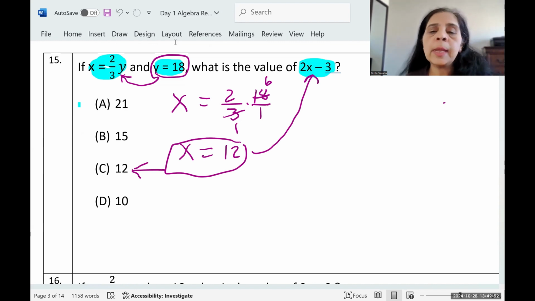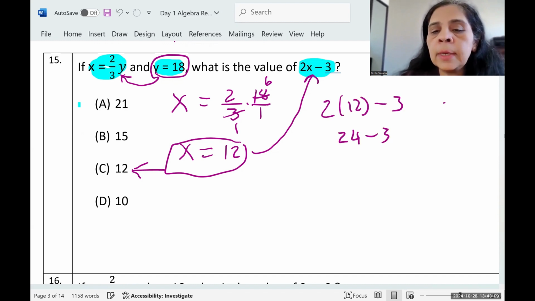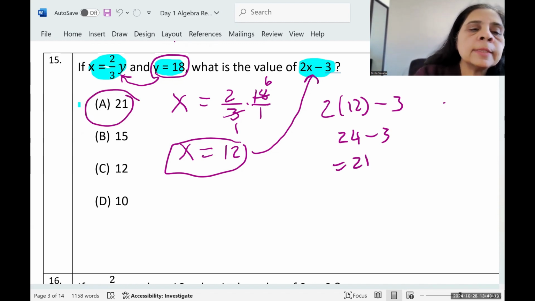50% of students make an error and choose 12. That is wrong. Always think about what the correct answer is that I'm looking for. Or do I have to do something else? So I will plug in 2 times 12 minus 3. 24 minus 3 is 21, and that is the correct answer.